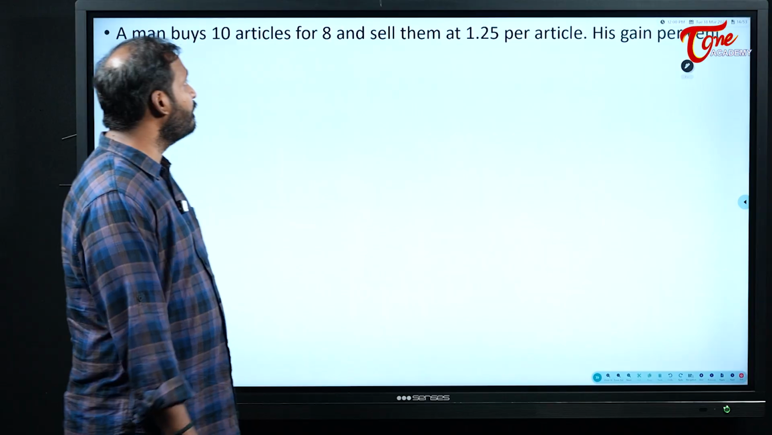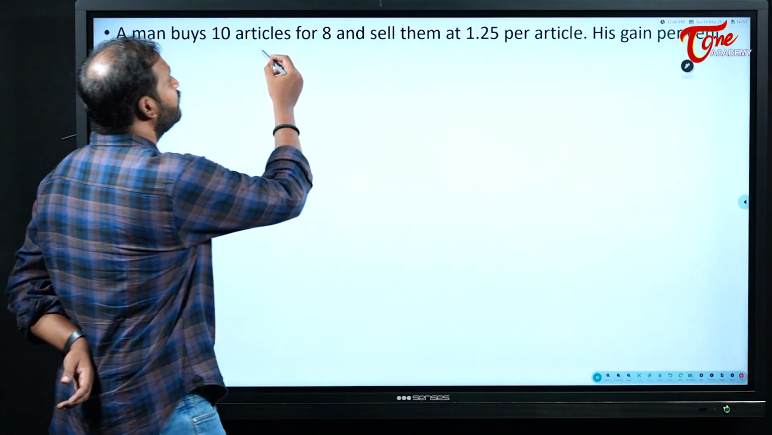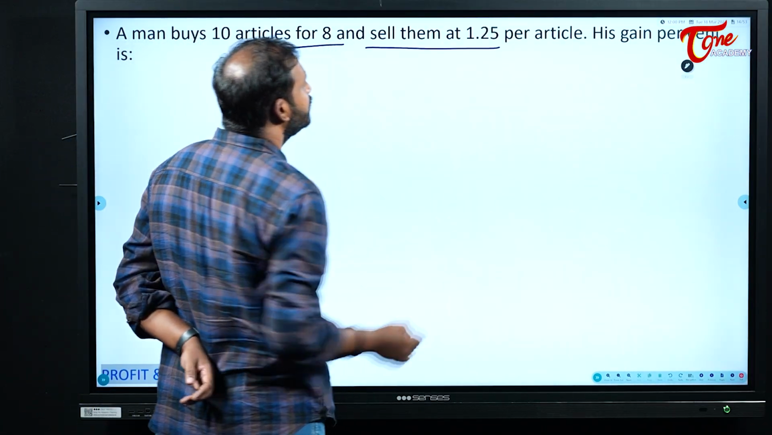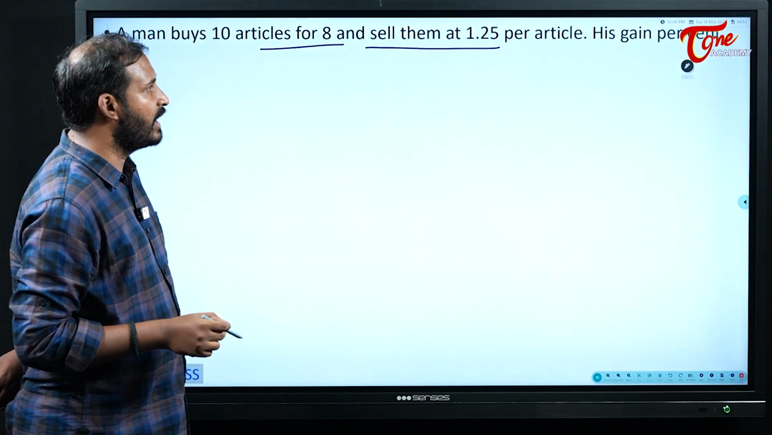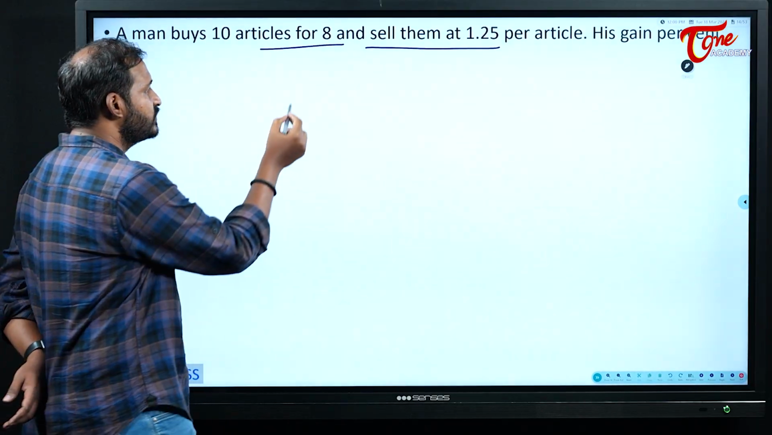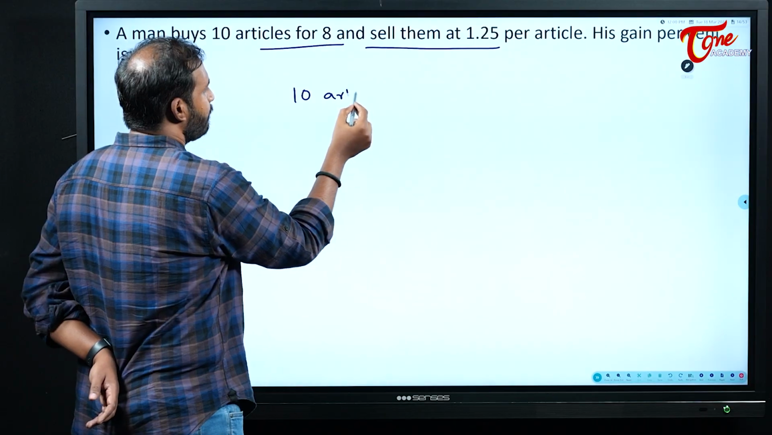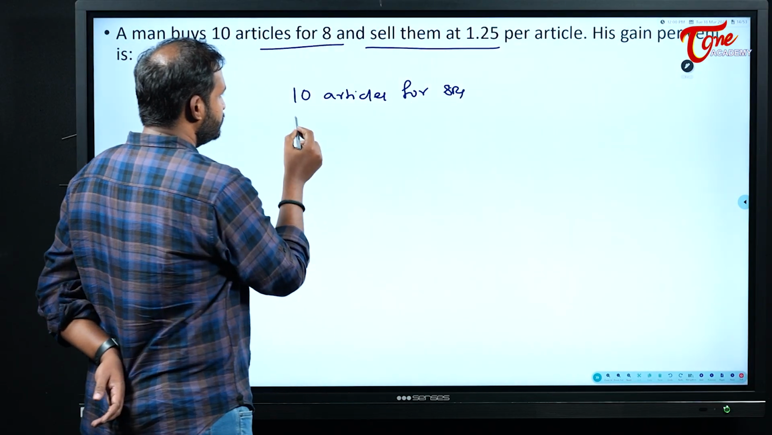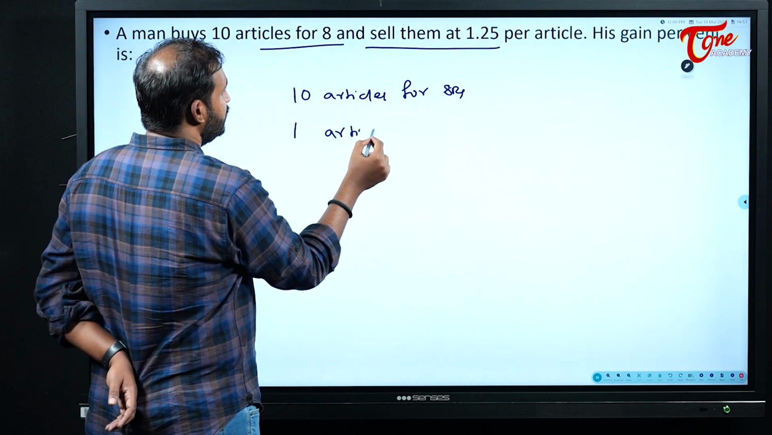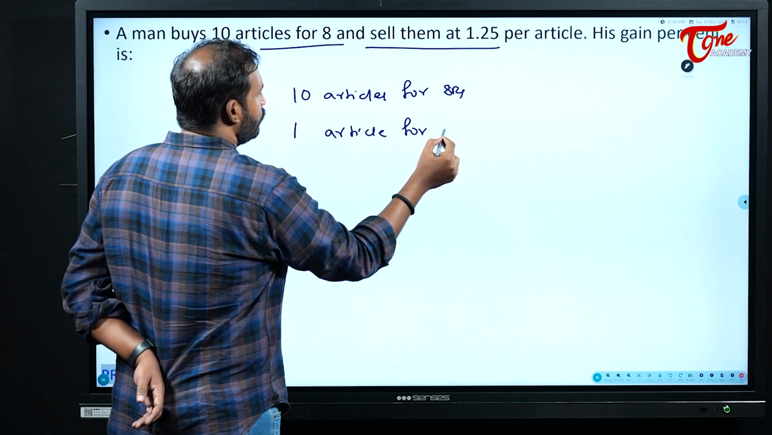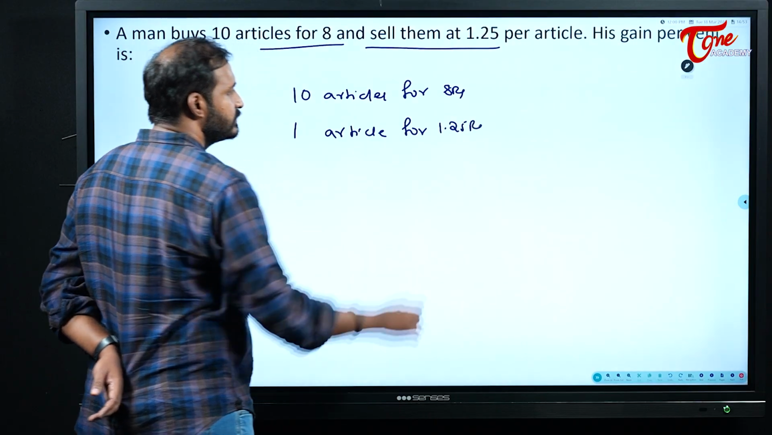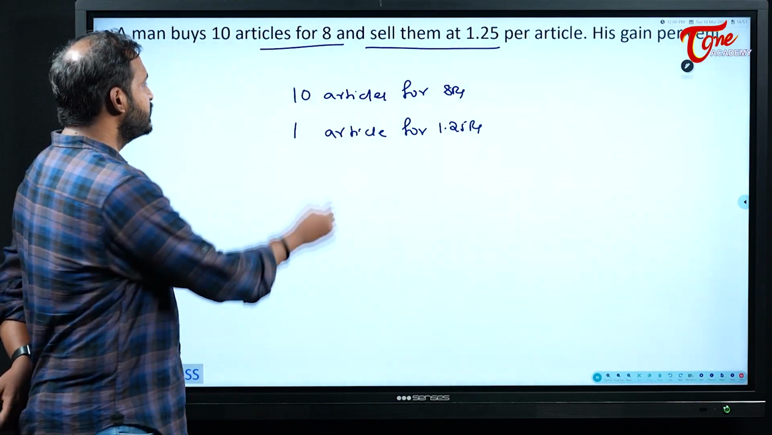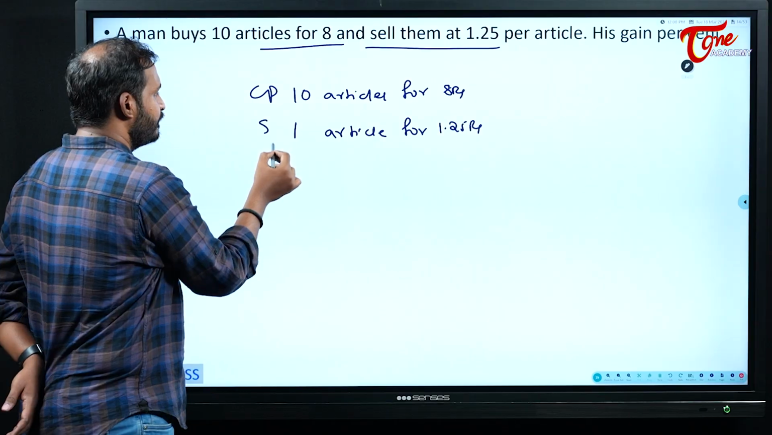Now, see here, a man buys 10 articles for rupees 8 and sells them at rupees 1.25 per article. Find his gain or loss percent. Now, see here, 10 articles for 8 rupees. Next, 1 article for 1.25 rupees. Now, this is CP and this is SP.